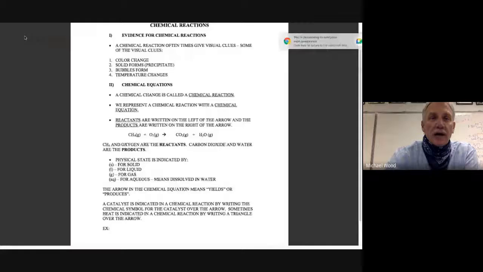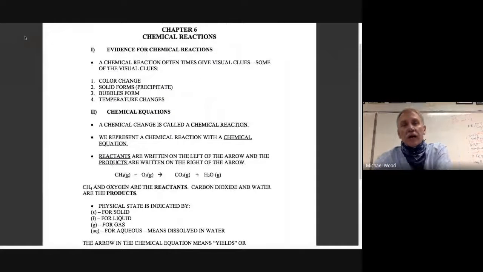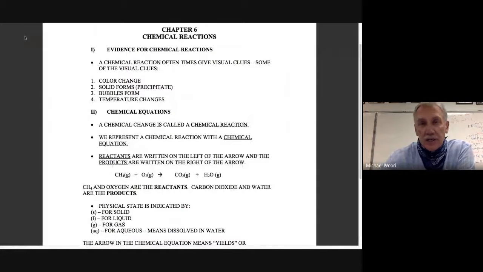Chapters 6, 7, and 8, and we're going to have to get to 8 after vacation. After the chapter 5 test on Wednesday, Thursday, we're going to be working on writing chemical equations. That's what chapters 6, 7, and 8 are about. Chapter 6 covers the basics of chemical reactions. So number 1, evidence for chemical reactions.